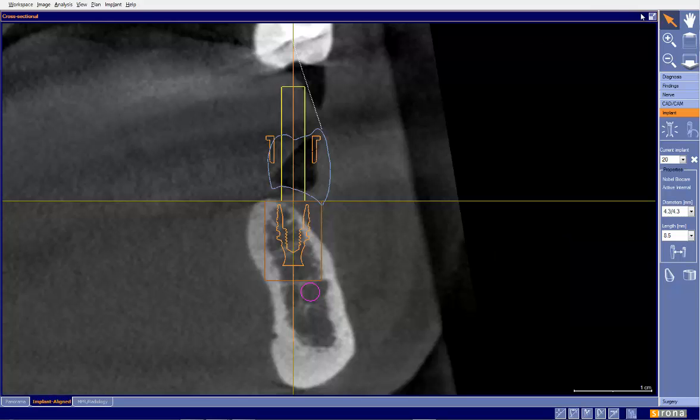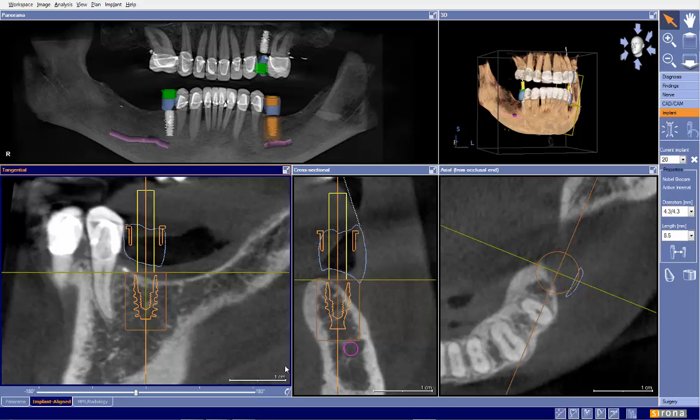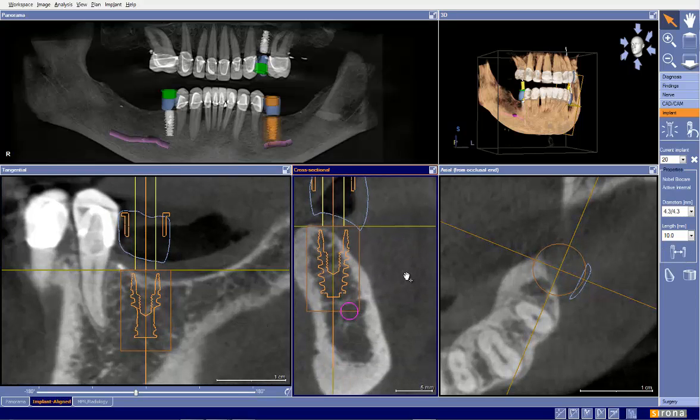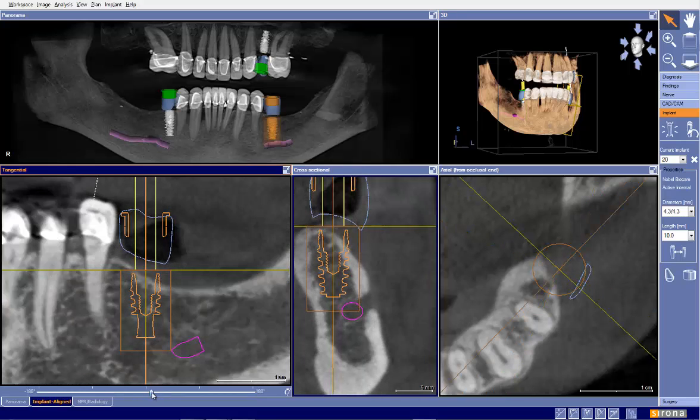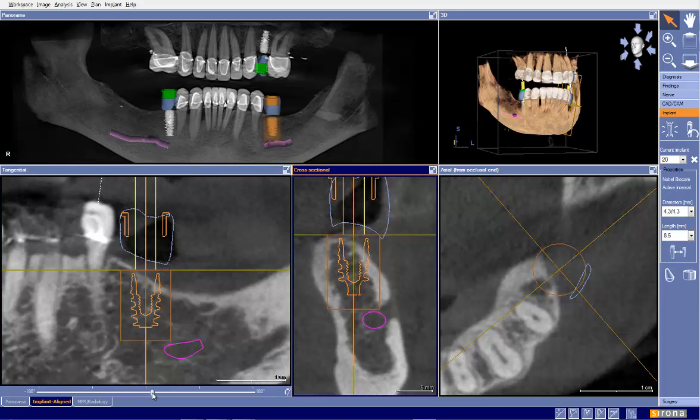Now, can we go with this longer implant? If we went with the 10, we can see that we are getting dangerously close to that nerve. And do remember that our drill path is actually 1 millimeter longer than the implant. So I would agree that we do need to go to the 8.5 millimeter implant here.